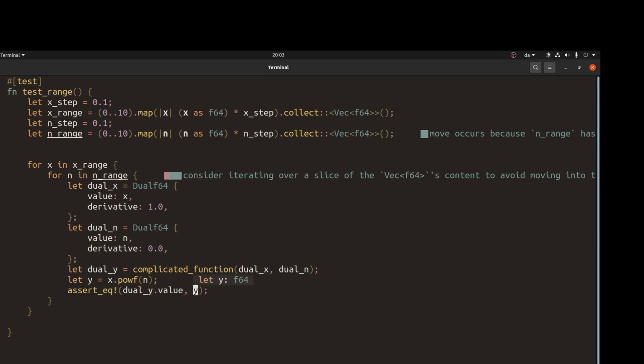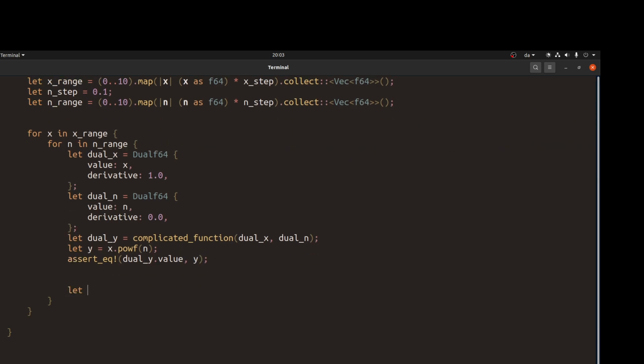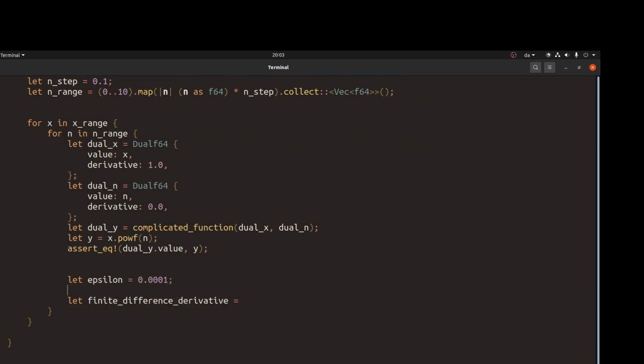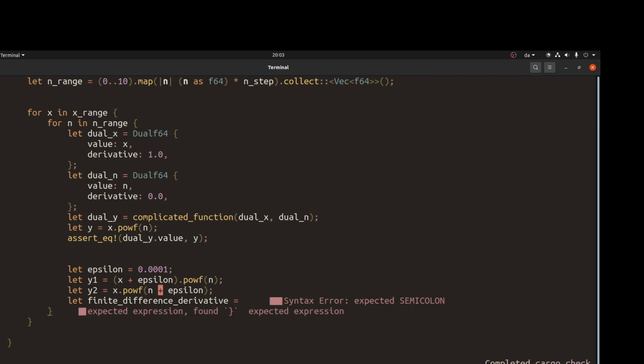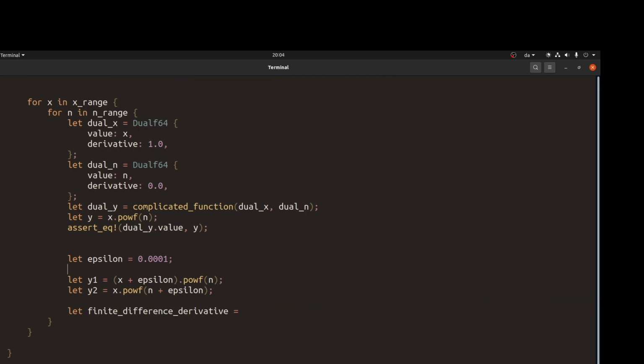This is kind of weird. Well, we can assert that the value is the same, that's fine. And let's make a finite difference derivative. So the idea is that we'll have a y1, which is this thing, and y2 is just that thing, sure.